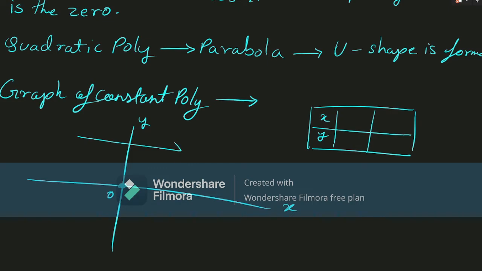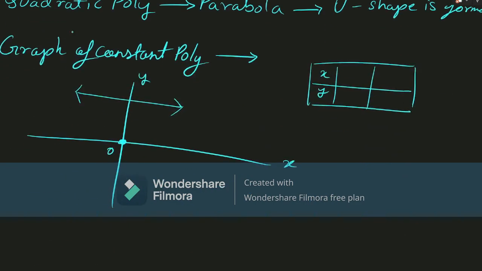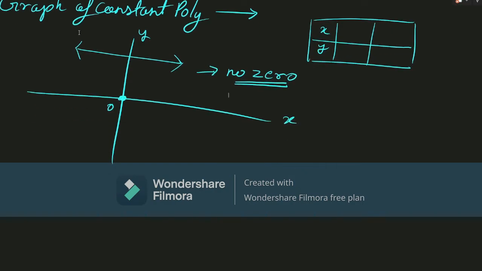So in a constant polynomial, the lines are always parallel to the x-axis. Now in this case, as I mentioned in the starting of the video, whenever a line intersects the x-axis, the point of intersection is the zero of the polynomial. Since this line doesn't intersect the x-axis, there is no zero. Okay, remember this.